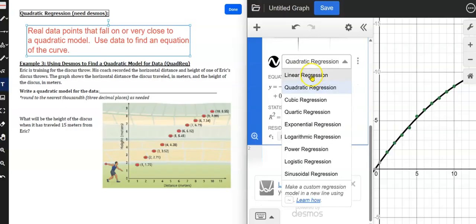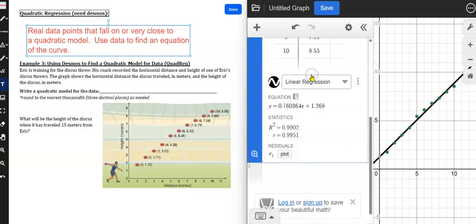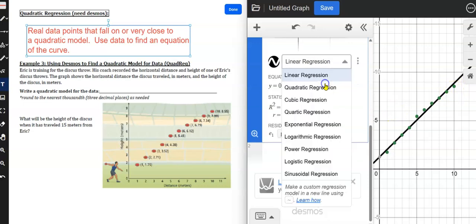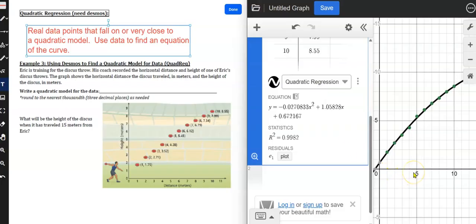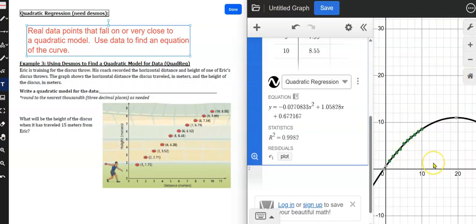Now, can we see? First, it created a line. Can you see that some of these points down here, not quite perfectly on the line? Definitely here in the middle, they're not quite on the line. Over here, we're not quite on the line. But here, when we do the quadratic regression, the points look a lot closer to the curve. A lot closer.